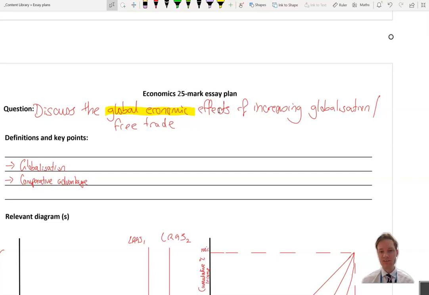What we don't really want to see is lots and lots of countries being referred to. You still need to make it focused on a particular country. And today we're going to look at Bangladesh for that. The other thing that is important here is economic effects. You could write a politics essay here, so do keep it based on economics.